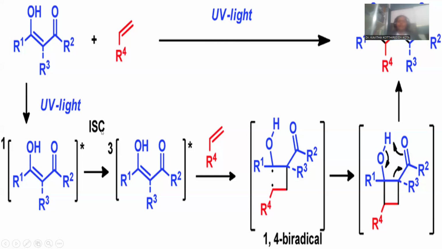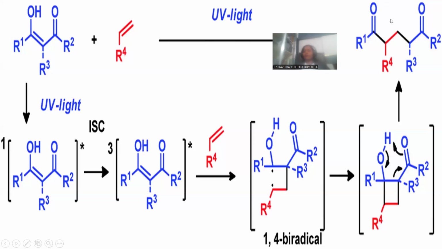Intersystem crossing takes place within the compound, and it is transformed to the triplet excited state. In the presence of UV light, the singlet excited compound goes to the triplet excited state. After getting this excitation, the molecule is more viable for 2+2 cycloaddition. In this manner, homolytic fission takes place, and here you can notice the odd electrons. The odd electrons will participate in the ring closure reaction in this manner, and here is the retro-aldol cleavage process.